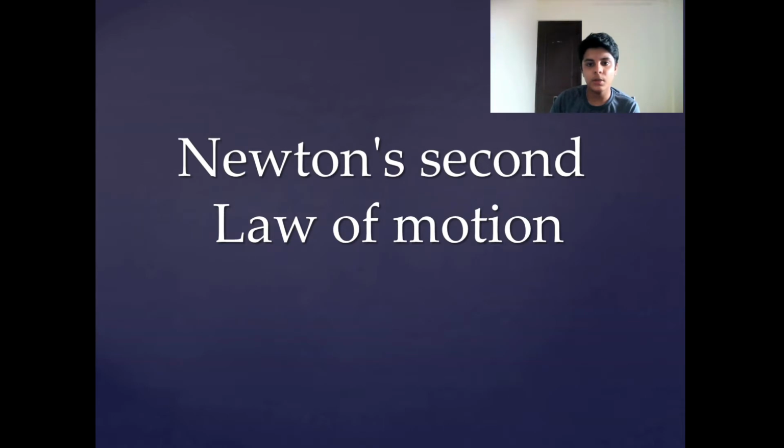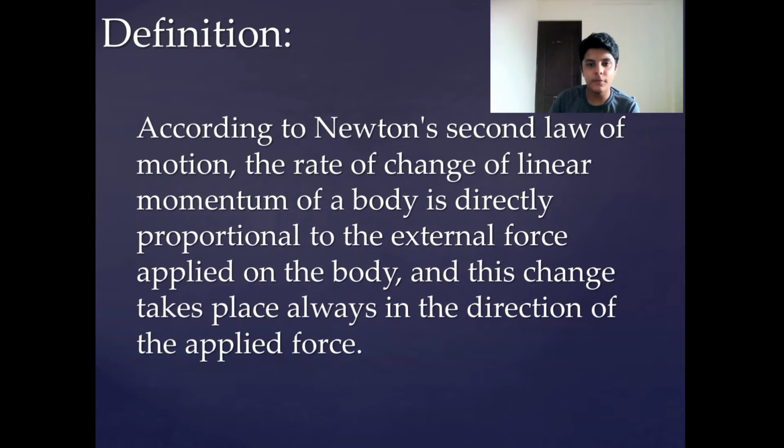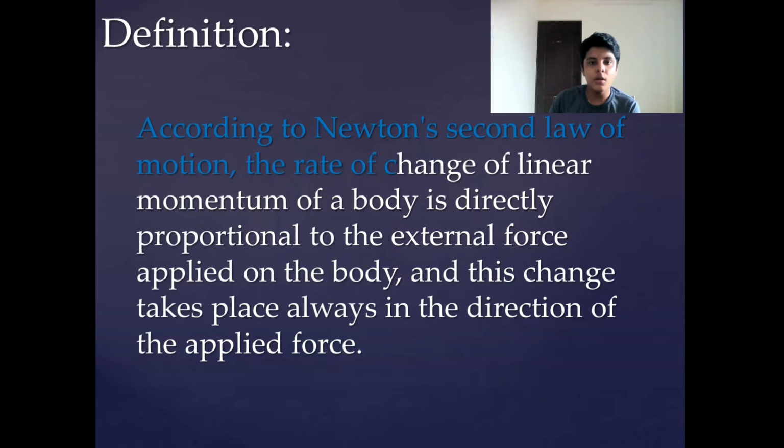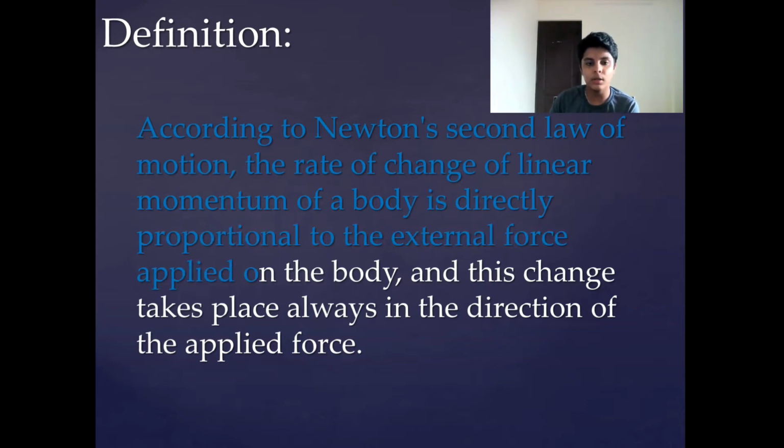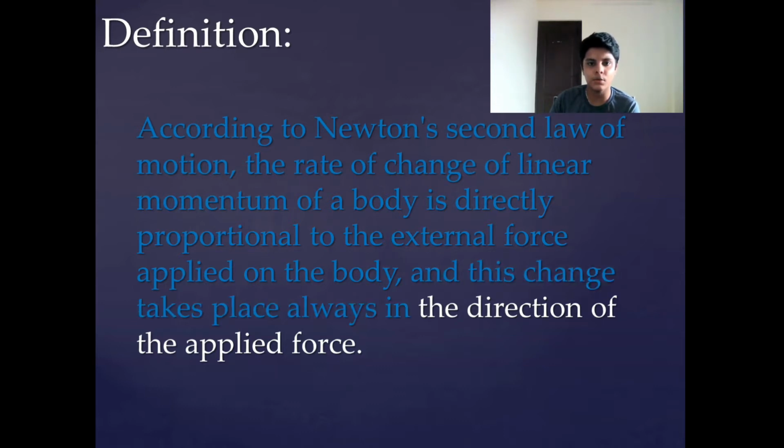Today we are going to see about Newton's second law of motion. Definition of Newton's second law of motion: according to Newton's second law, the rate of change of linear momentum of a body is directly proportional to the external force applied on the body, and this change always takes place in the direction of the applied force.